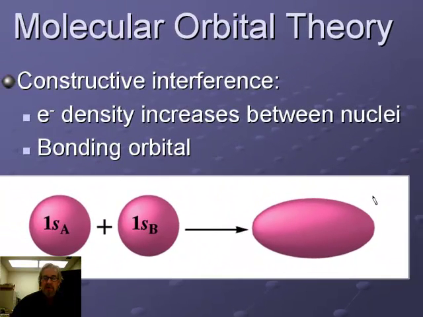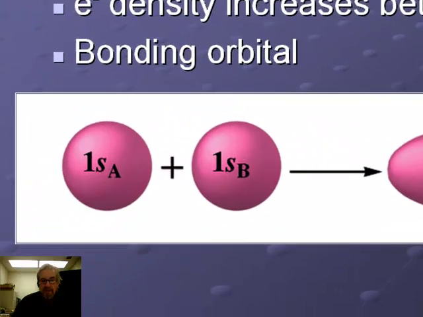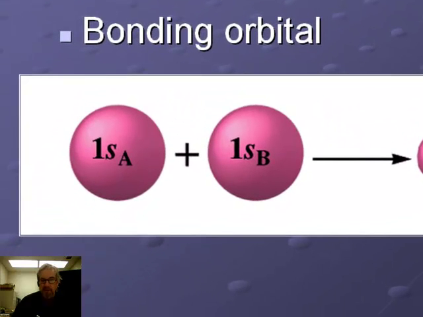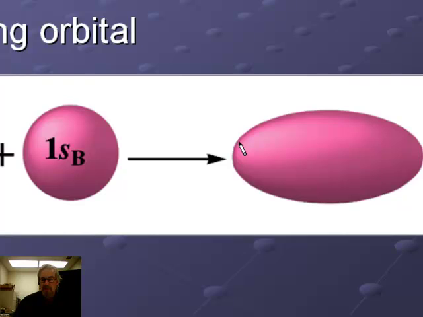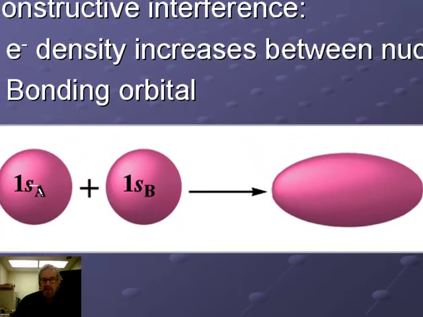So constructive interference for matter waves, for electron waves in a shared pair, means that the electron density increases between the nuclei. This results in what we call a bonding orbital. So this is an example of two s orbital electrons interfering with each other, and this is the shape of the new orbital. There would be a nucleus here and a nucleus here. When the two nuclei are present, this is the new orbital.